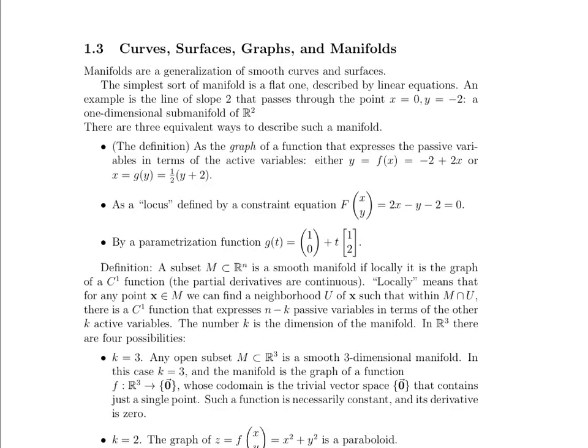There are some other ways to describe manifolds, not just writing, this is a line of slope 2. The first one is that it's the graph of a function that expresses the passive variables in terms of the active variables. And what's going to blow your mind, or at least did when I was a student, is that a graph is not a picture. A graph is not a picture. A graph is a set of points that obey a particular relationship.